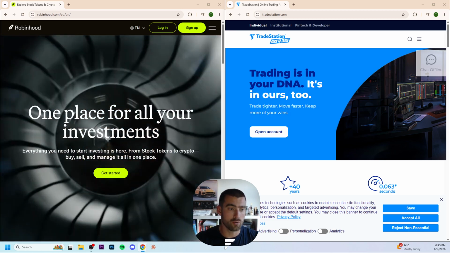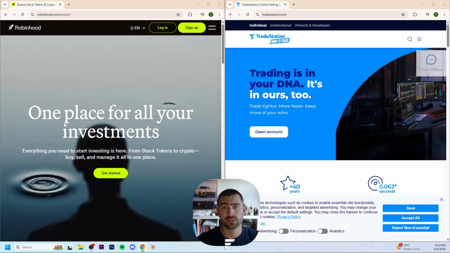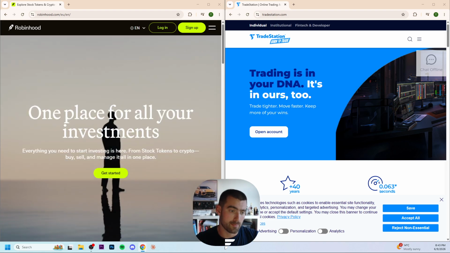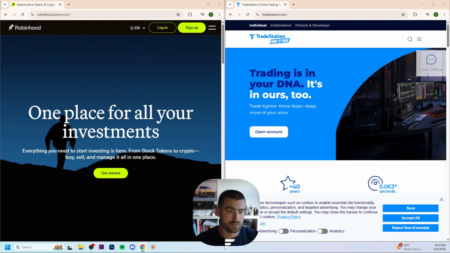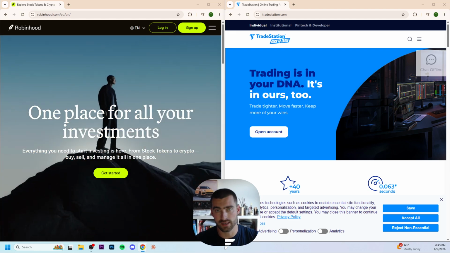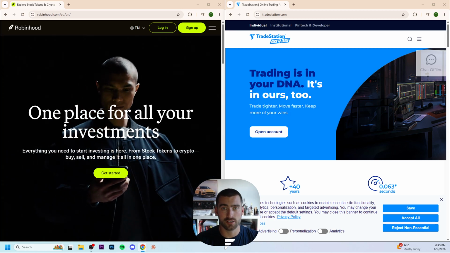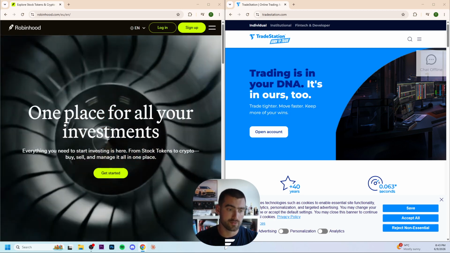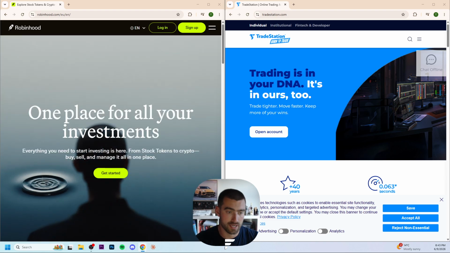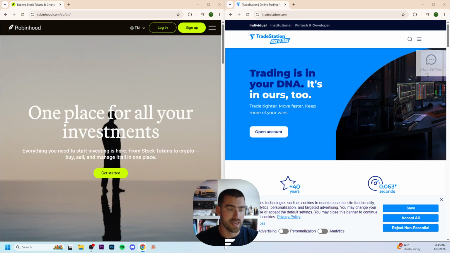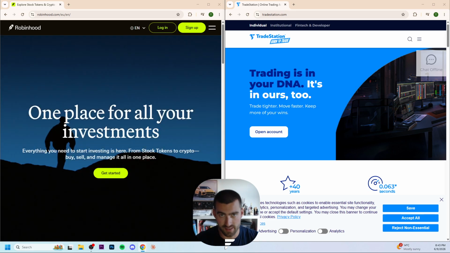So if you're asking me, many traders use Robinhood for simple investing, stocks, ETFs, options trading and beginner-friendly investing, and many traders use TradeStation for active trading, advanced charting, automation, futures trading and professional market analysis.